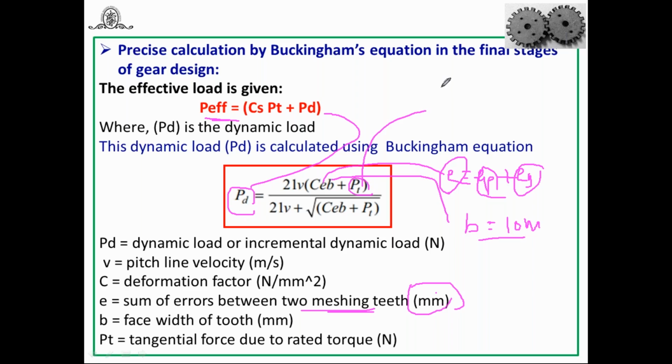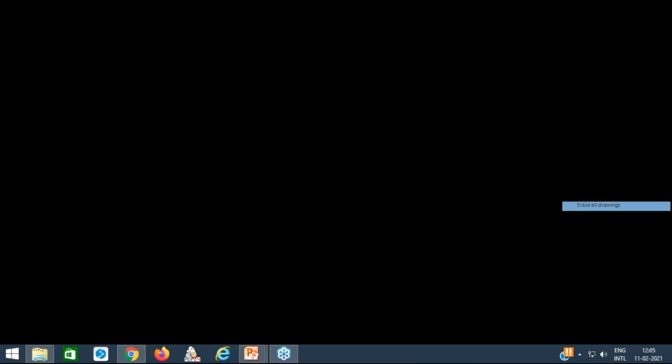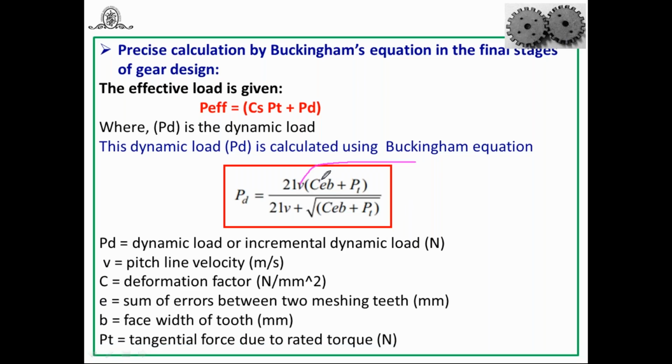I have already told you PT is the tangential force due to rated torque. You have to find this tangential force from MT, from the torque, and from the torque you have to find the power. You know very well the other relation for V, C, E, B, PT. V is the pitch line velocity, C is the deformation factor in Newton per mm square, E is the total error in mm equal to EP plus EG, B is the face width, PT is the tangential force. Once you know all these parameters, you can easily find out the PD.